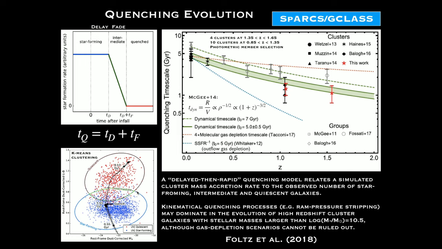I don't have time to go into details with this, but basically what we try to do is develop a very simple model, even a toy model if you like, where we describe the process of quenching by something like this. The galaxy starts forming stars and enters the cluster at time zero. It keeps forming stars for a time t sub d inside the cluster, and then it quenches the star formation over an interval of time, until it reaches total quiescency in the cluster environment. With that model, we try to match the observations, which are the fractions of quiescent, star forming and intermediate galaxies, and we can derive a quenching timescale.